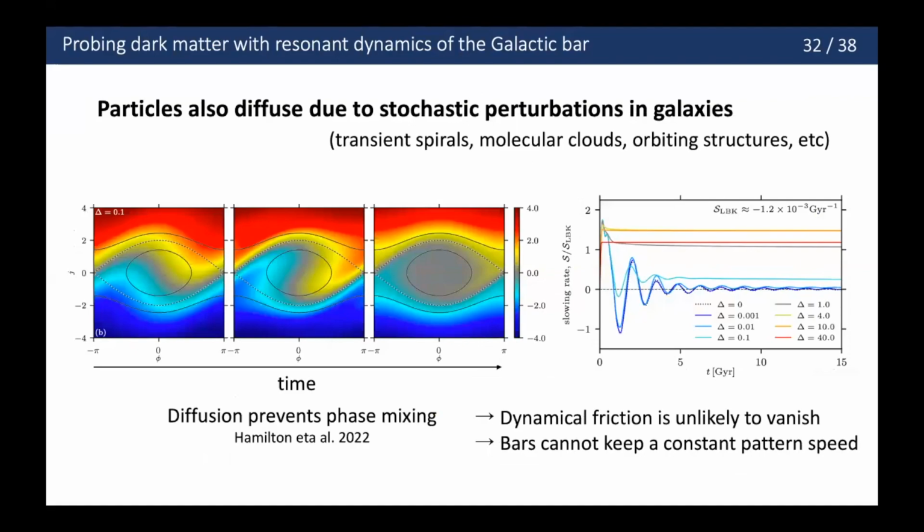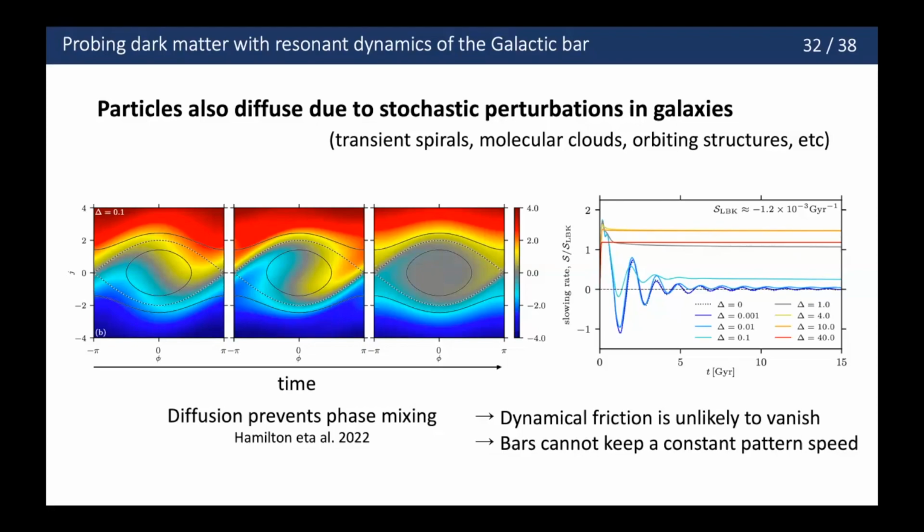Now, you might have heard from Chris that in real galaxies, particles also diffuse in phase space, right? Because there are so many other perturbations like transient spiral arms, molecular clouds, and all sorts of orbiting structures. So what this diffusion does is that it tends to recover the original gradient in the distribution. So it prevents the particles inside the resonance from completely phase mixing. And the consequence of this is that dynamic friction doesn't actually completely damp out, but it has some finite value. So this means that bars cannot keep a constant pattern speed, which is exactly what we see in the simulation as well.